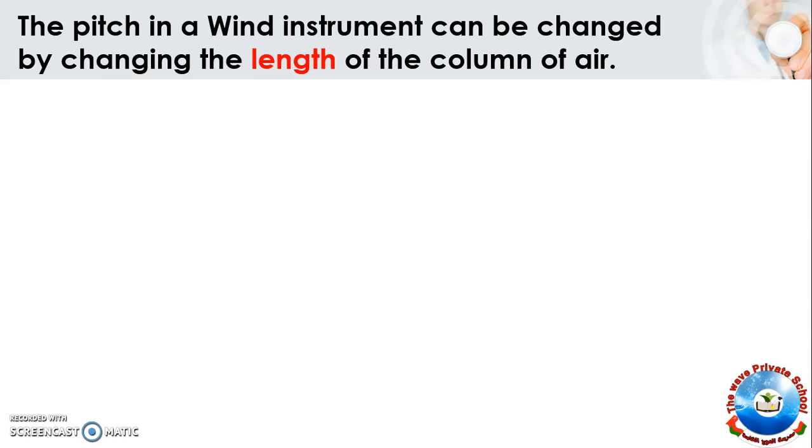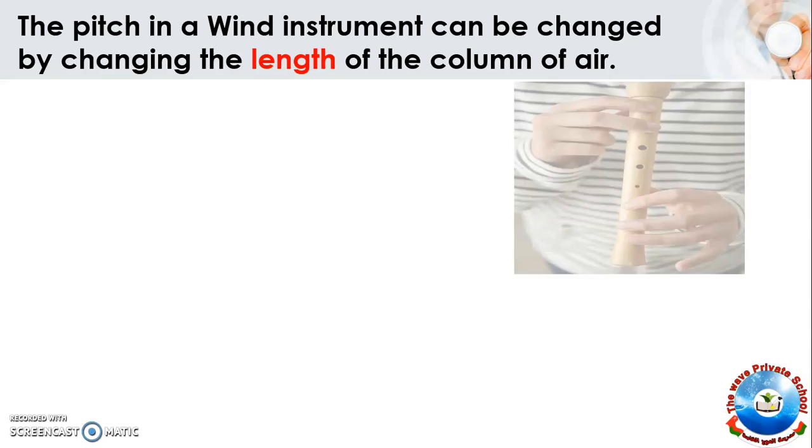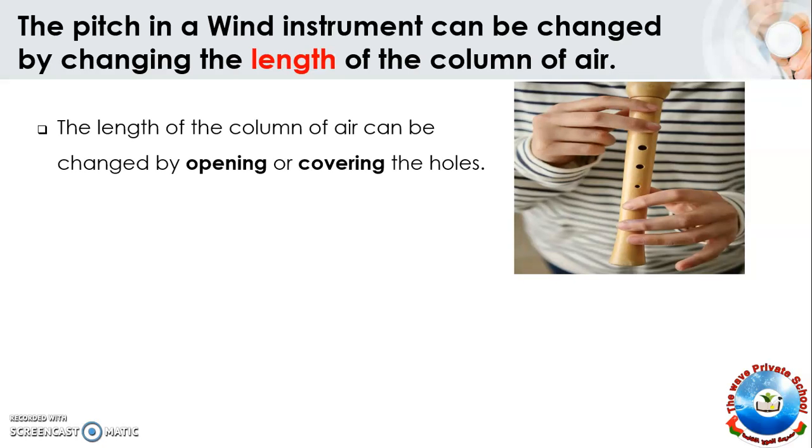Next, the pitch in a wind instrument can be changed by changing the length of the column of air. See here. The length of the column of air can be changed by opening or covering the holes. Cover more holes, produce low pitch. Opposite is high pitch. Okay?